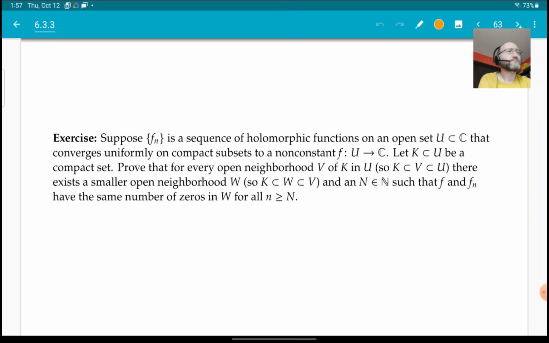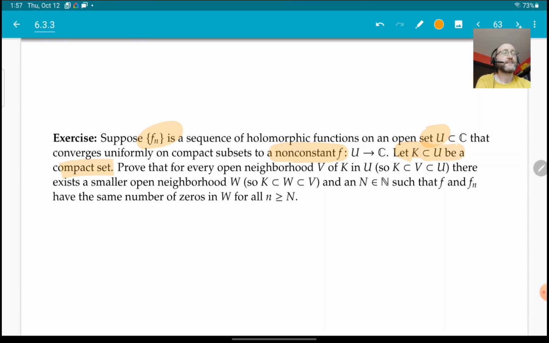All right, so that's about it. Let's think about an exercise using this, just if you want to get another exercise in using the lemma. Suppose that you have a sequence of holomorphic functions, and this is a useful result sometimes. Suppose you have a sequence of holomorphic functions on an open set U that converge uniformly to some non-constant f, and let K be a compact subset.